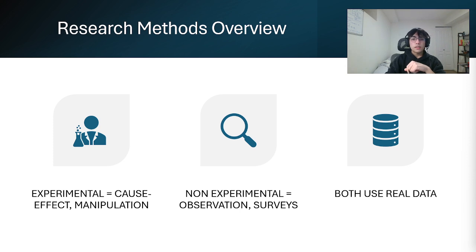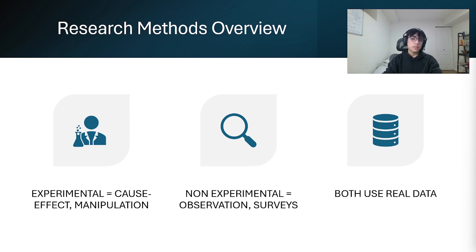So let's compare methods. Research methods: experimental versus non-experimental research. Experimental research involves manipulating variables and using controls to determine cause and effect relationships. It's useful when testing hypotheses about interventions.